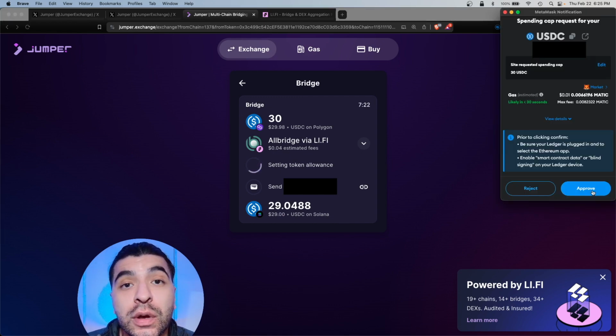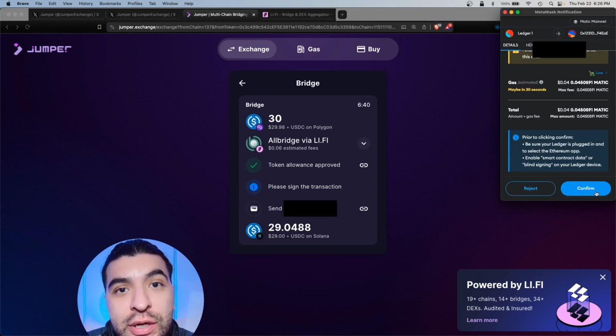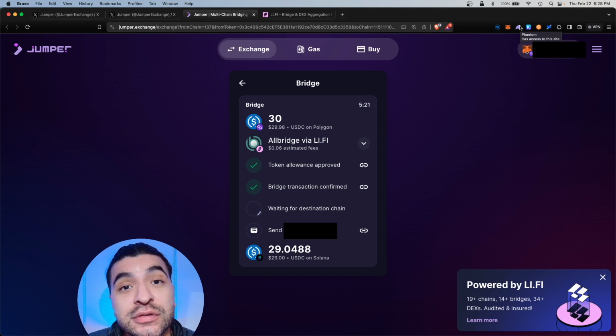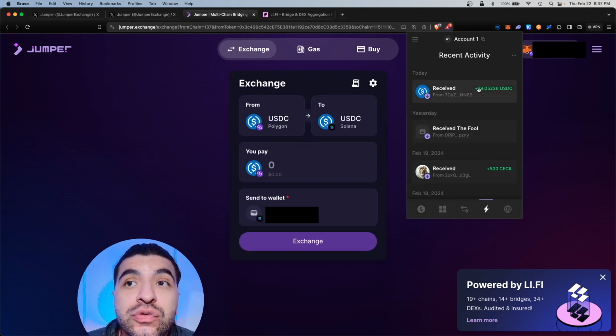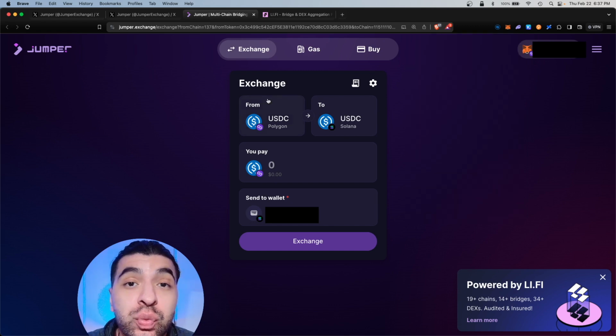Approve this in your MetaMask wallet and approve the second transaction as well. Cool, so that was confirmed on the Polygon side. Now we're awaiting the confirmation on the Solana side. Cool, that was successful, and you'll see your confirmation message here. And if you scroll over to your Phantom wallet, you do see that the USDC coins were received successfully. Cool, so that's one way to bridge.